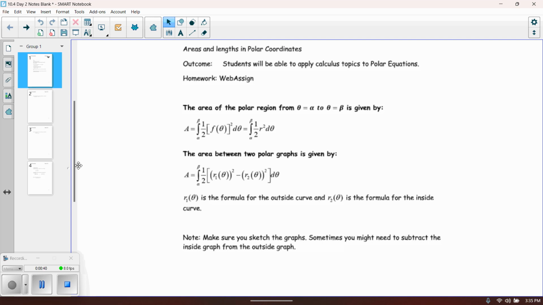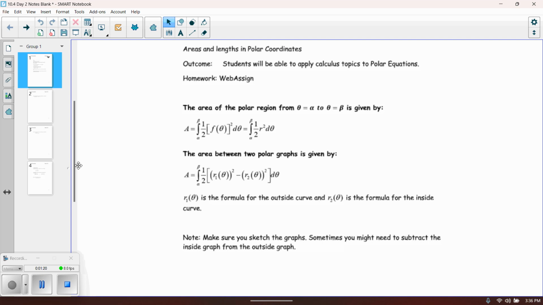All right, so the area of a polar region between alpha and beta is given by the integral from alpha to beta of 1/2 f of theta squared, or r squared, 1/2 r squared. That's your formula. If you've got to go in between two polar regions, you're going to use 1/2 of r1 of theta squared minus 1/2 of r2 of theta squared, remembering that the first one is the outer one, or the radius which is further away from the pole. So you're always going to take the furthest radius and subtract the inner radius to get the area in between.